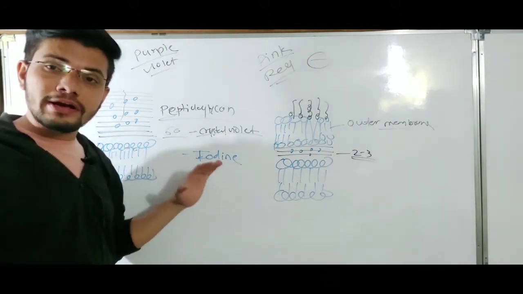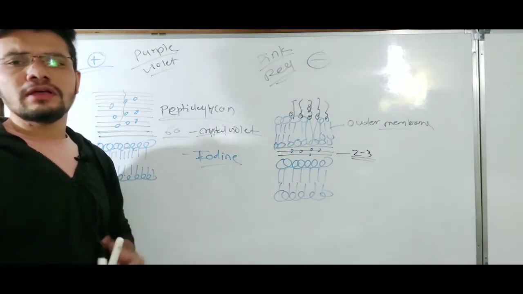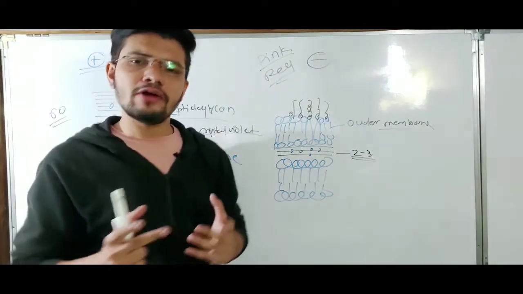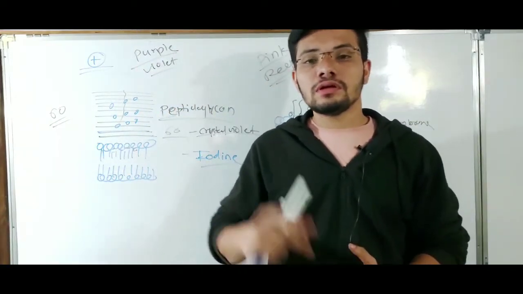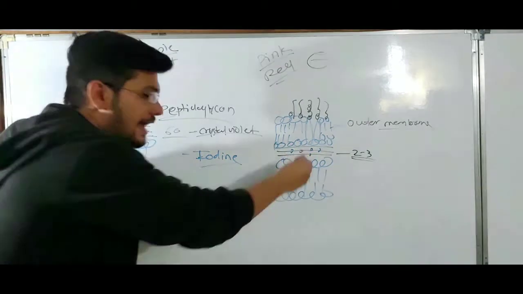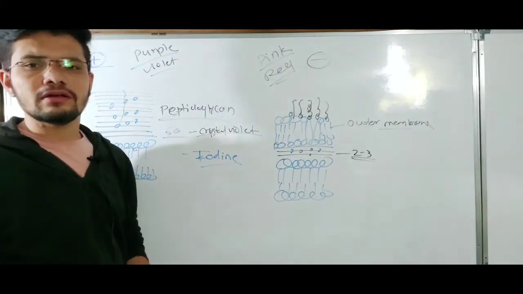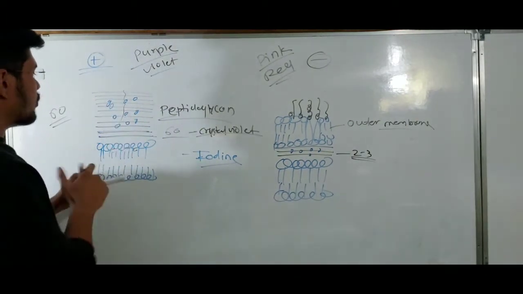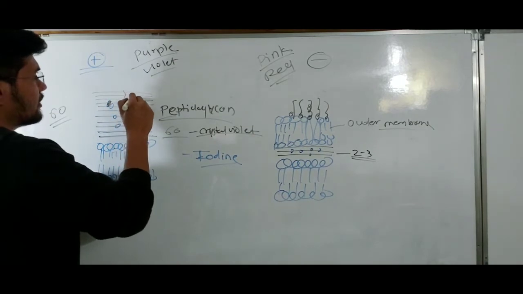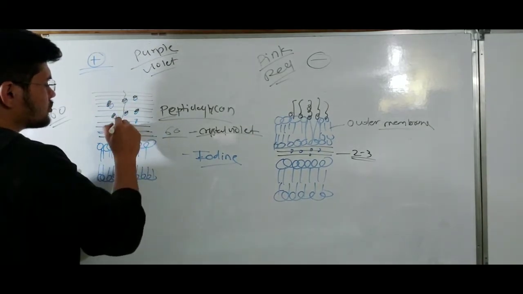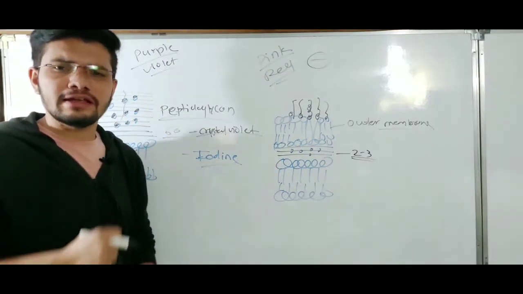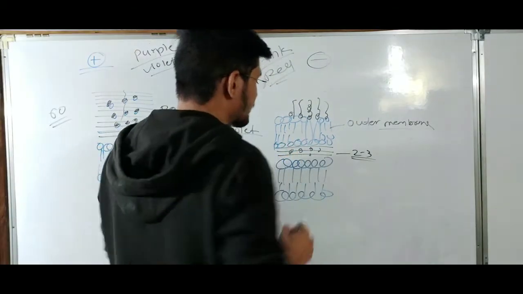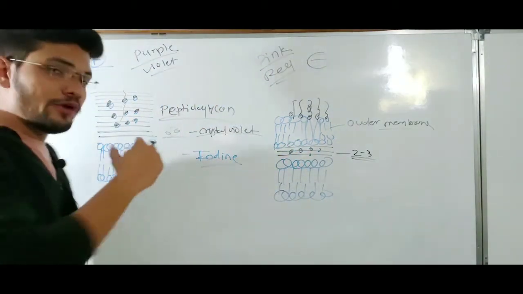After that, we are going to add a mordant, which is iodine. What is this iodine going to do here? Iodine is going to fix this dye more firmly to the peptidoglycan layer. So iodine will bind to these crystal violet molecules, and it will help these molecules attach more firmly to the peptidoglycan layer. It will fix that dye to the peptidoglycan layer more firmly. Okay, so in the second step we have added iodine.